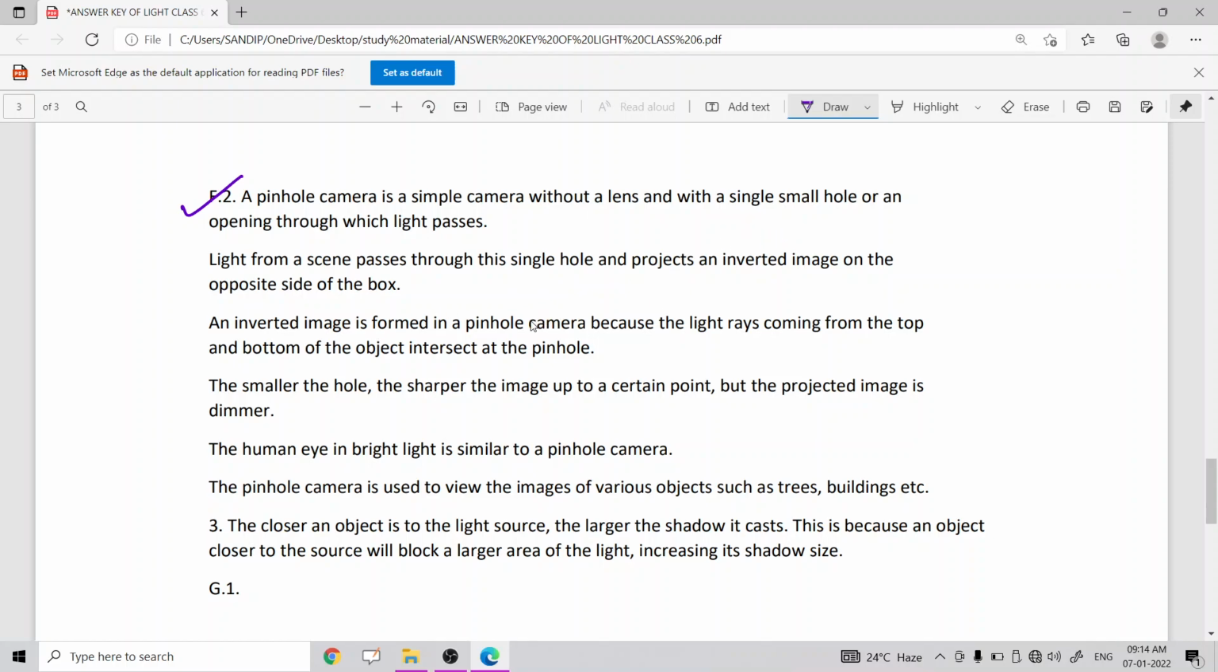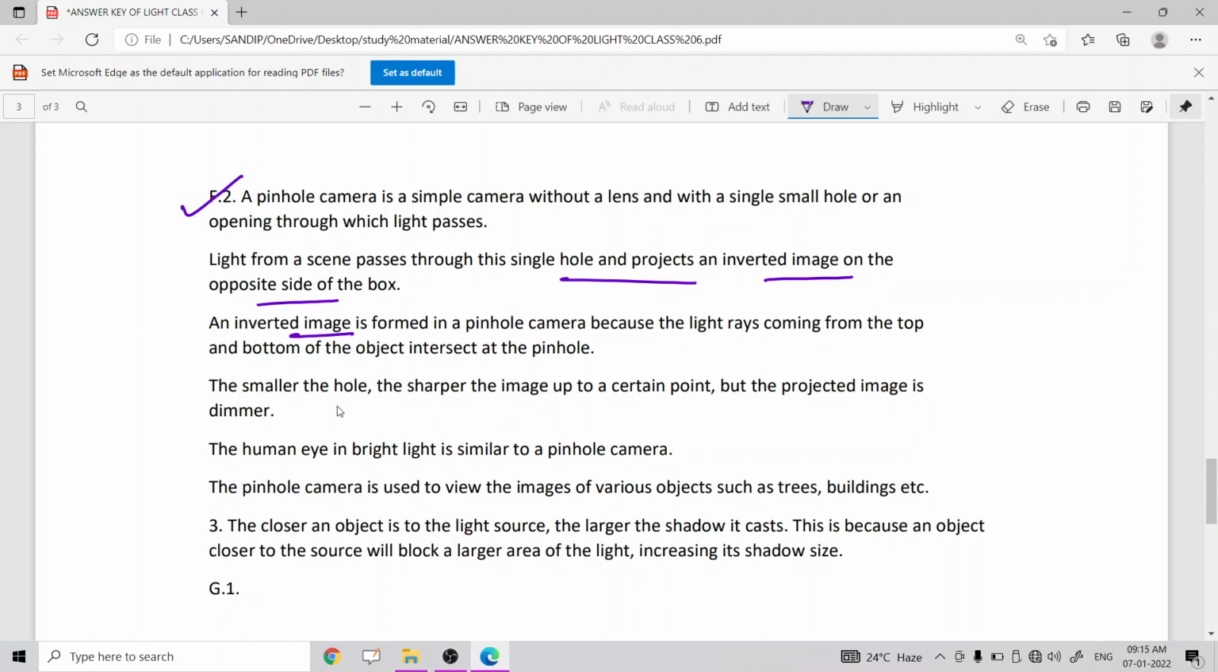In general, light travels in a straight line, which is called rectilinear propagation of light. Light from a scene passes through a single hole and projects an inverted image on the opposite side of the box. For this case, the image becomes inverted, which means the top of the object becomes the bottom of the image.